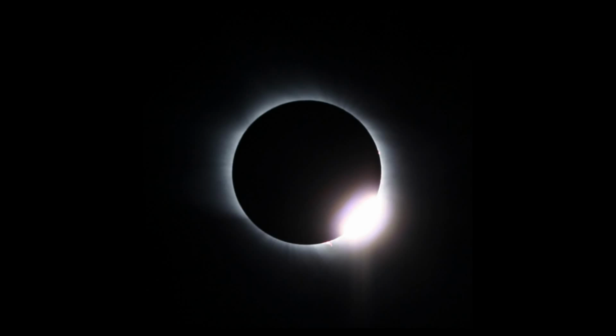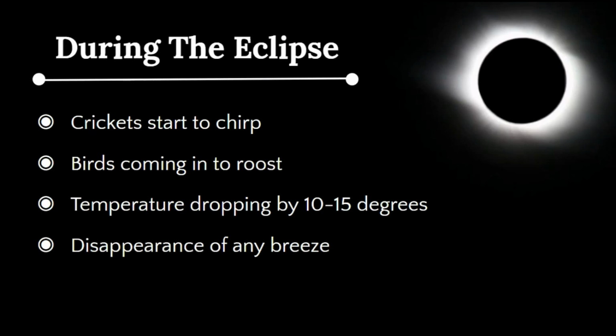You'll be able to see the second diamond ring with your glasses on, and then we'll move back into a partial solar eclipse. We'll see all of those great things, but we'll be able to sense some other things as well. Animals won't really know what's going on. They'll just think that it's nighttime, so crickets will start to chirp, and birds will come back in to roost. We should feel the temperature drop by about 10 to 15 degrees Fahrenheit, and any breeze that there was before the eclipse will disappear.